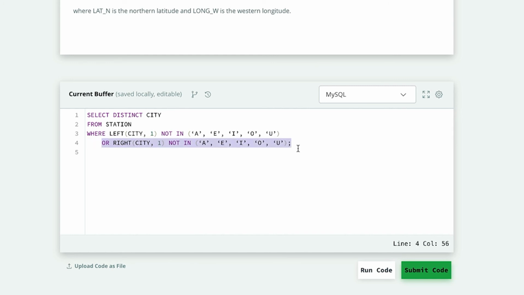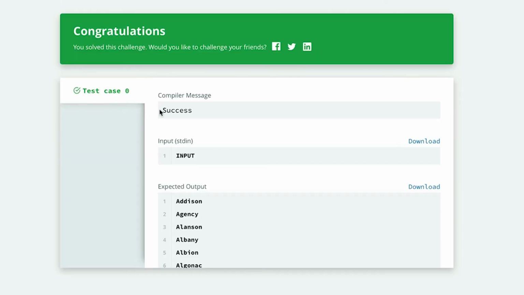So this problem can be solved using this query. Select distinct city from station where left(city, 1) not in ('A','E','I','O','U') or right(city, 1) not in ('A','E','I','O','U'). The SQL query is all ready. Let us submit the code. You can see the success message on the compiler. It means that our SQL query is absolutely correct.